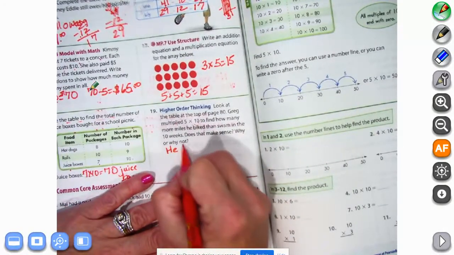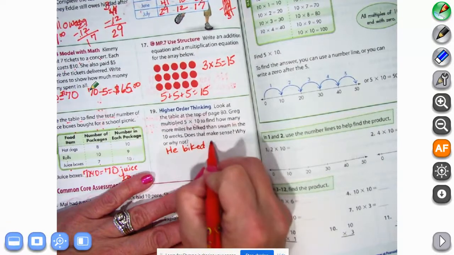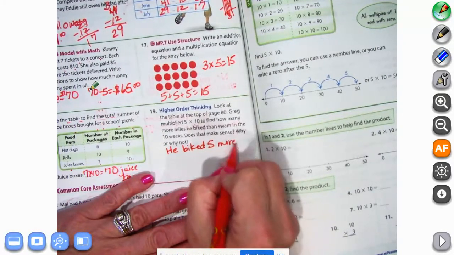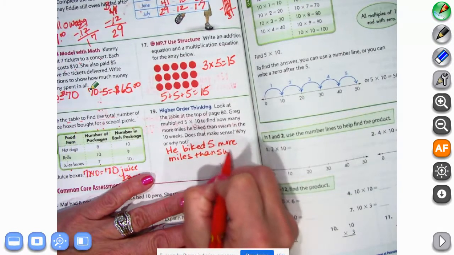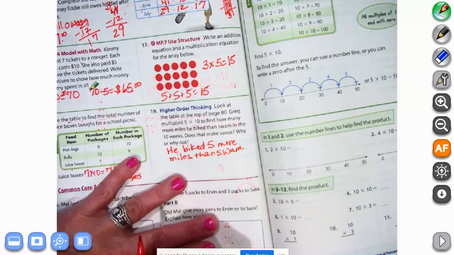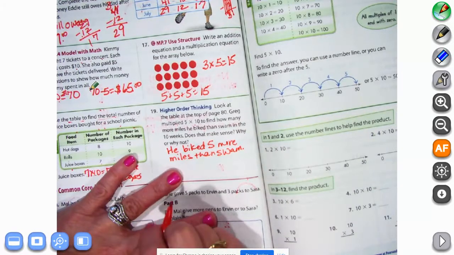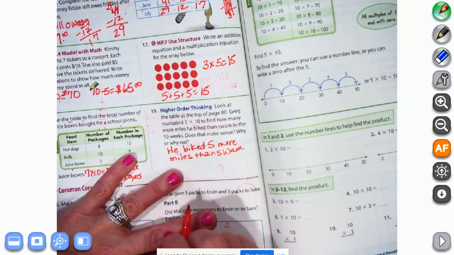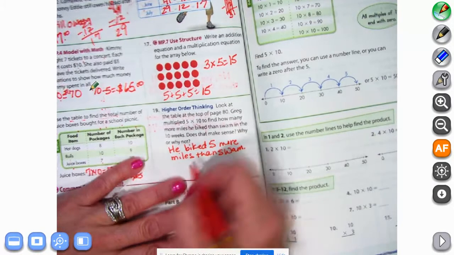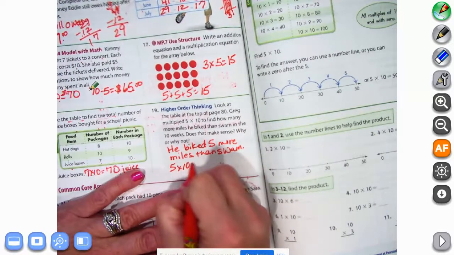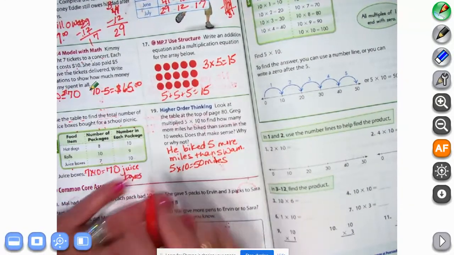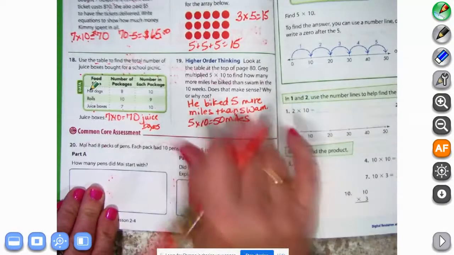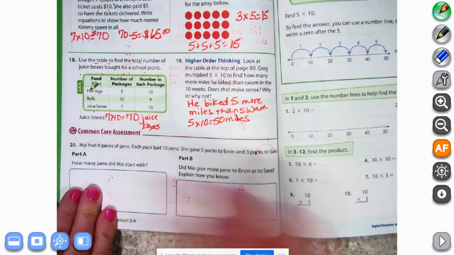He biked 5 more miles than swam. And so how many more miles did he bike than swam in the 10 weeks? How does that make sense? 5 times 10 equals 50 miles. You might have a pretty close answer to that. I think that's going to be good enough.